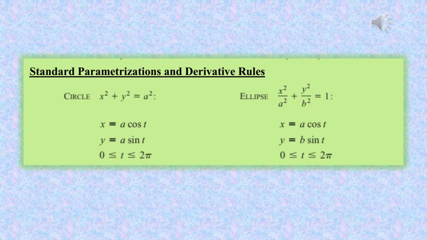Similarly, we can find the equation for the ellipse. The parametric equation for the ellipse is x equals a cos t and y equals b sine t. When we substitute in a similar pattern x equals a cos t and y equals b sine t into the equation of the ellipse, after simplification we obtain 1.